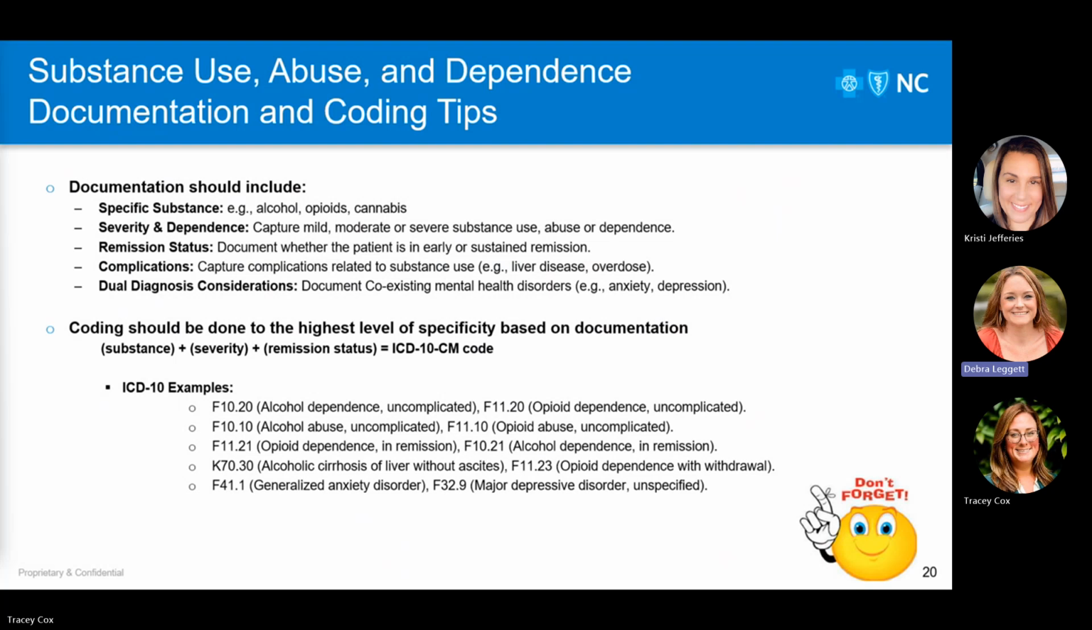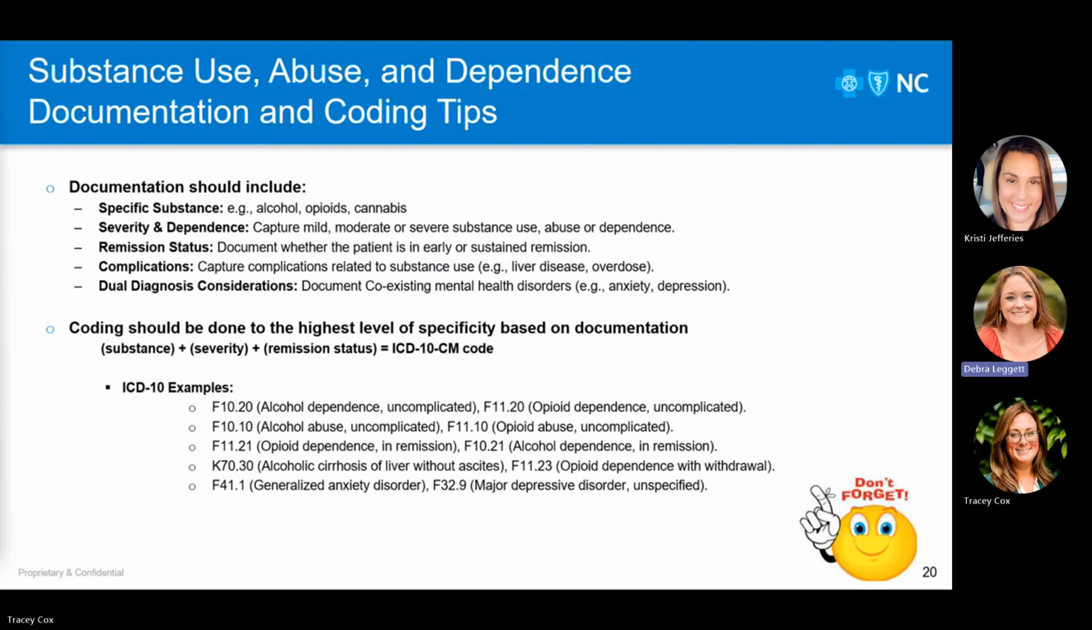Let's review some documentation and coding tips for substance use. It's important to specify the substance and the severity of the disorder. This helps ensure accurate coding and reflects the full complexity of the patient's condition. For example, opioid dependence is coded differently from opioid abuse, and each has its own ICD-10 code.